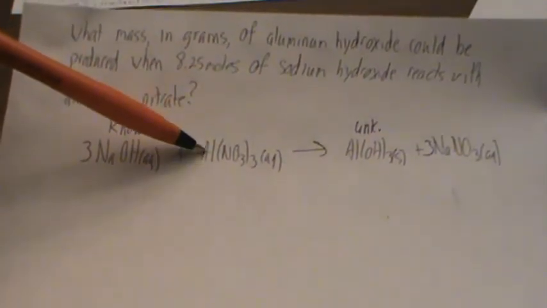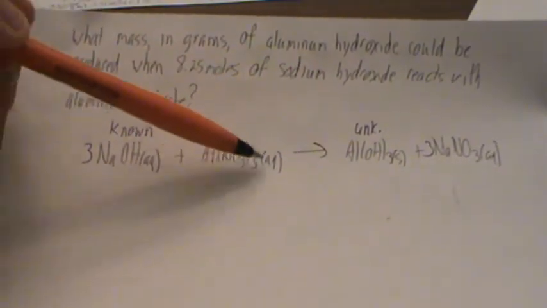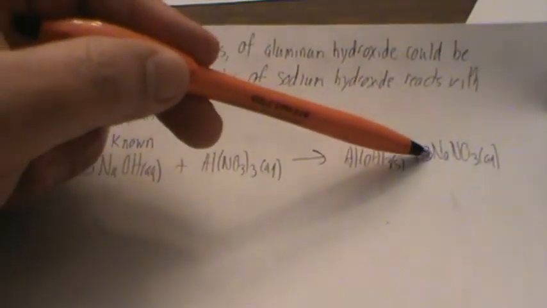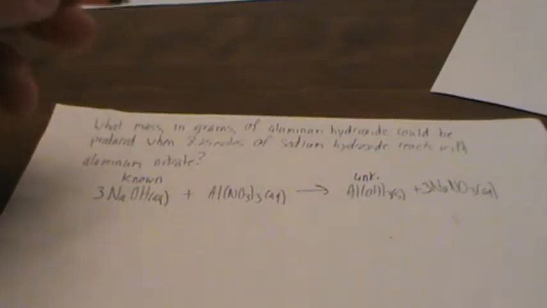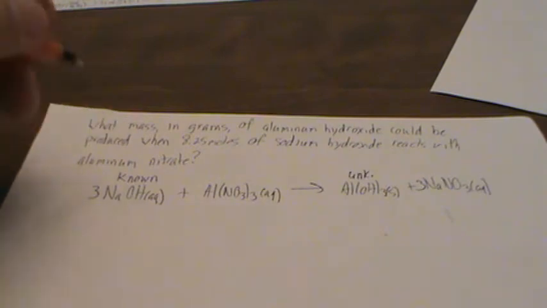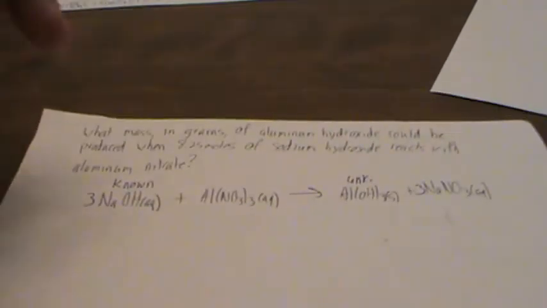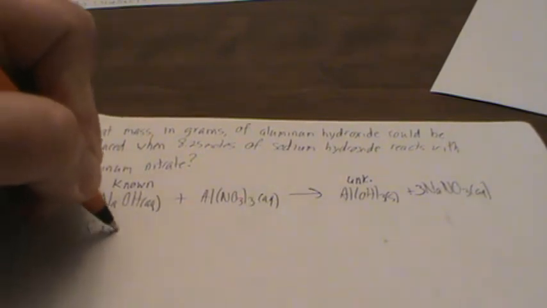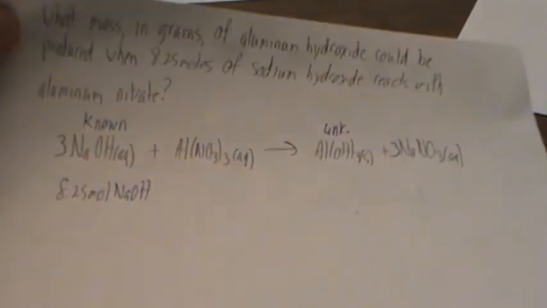Now aluminum, we have 1 on the left and we have 1 on the right. Good to go there. Now we have 3 nitrates on the left hand side, and since we put this coefficient of 3 in front of sodium nitrate, we have 3 nitrates on the right hand side. Let's go ahead and start working. Now the piece of information of our known, we have 8.25 moles of sodium hydroxide. So if you look at that flow chart, we're not starting with the amount of known, we're starting with moles of known. And we just keep on going through the flow chart.